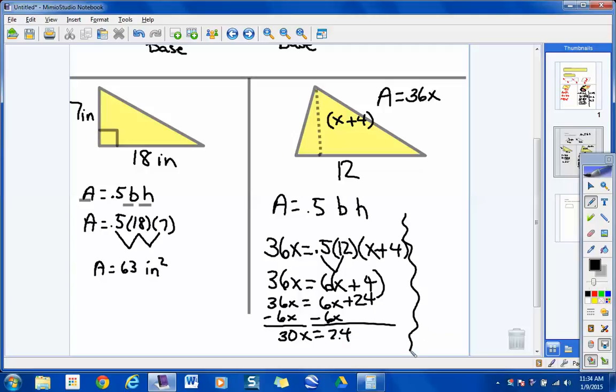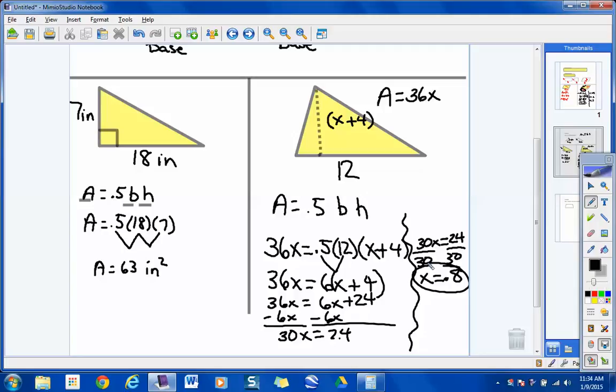I'm going to move over here and finish up. I have 30x equal to 24, which means you'll take 24 and divide it by what? Divide by 30. All right, this is going to be a decimal. I'll just tell you that x is equal to 0.8. When you solve that, 24 divided by 30 is 0.8. Okay? How does that help me find my area of the triangle that we didn't know, guys?